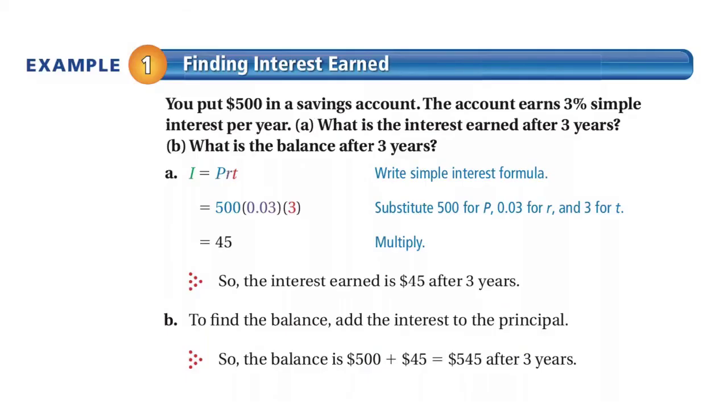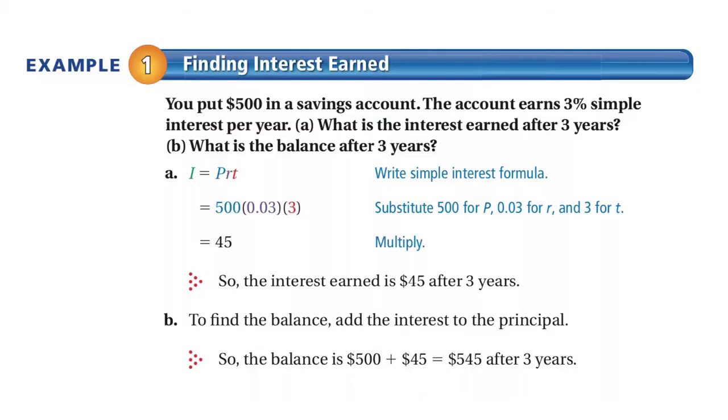So in example 1, finding the interest earned, you put $500 in a savings account. That's the principal. The account earns 3% simple interest. That's the rate. We turn that percent into a decimal, 0.03. And it's for 3 years. That's the time, 3 for 3 years. So part A, what's the interest you earned after 3 years? 500 times 0.03 times 3, 45. So you earned $45 after having the $500 in your savings account for 3 years.